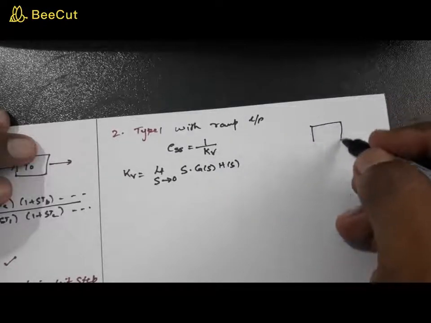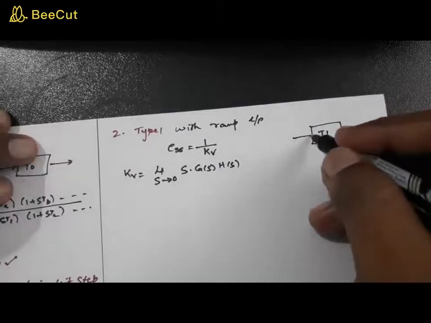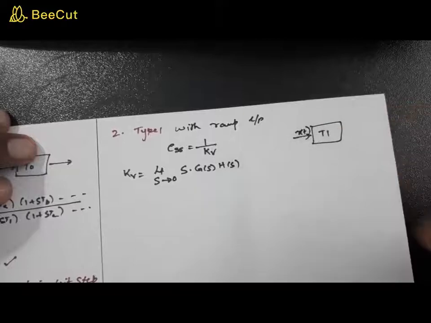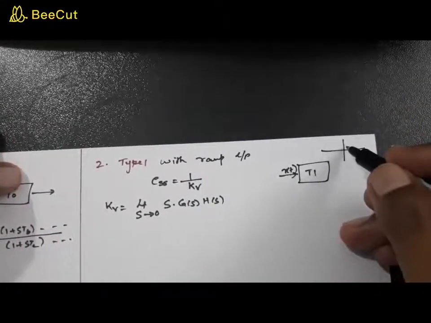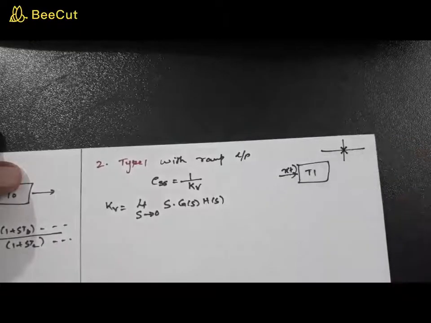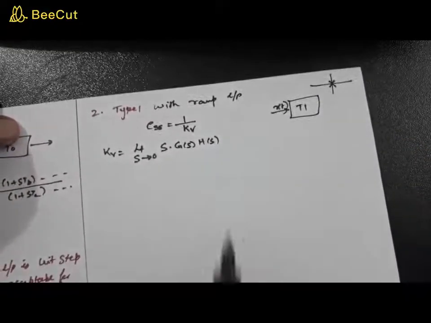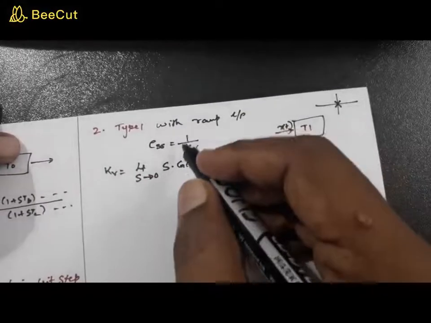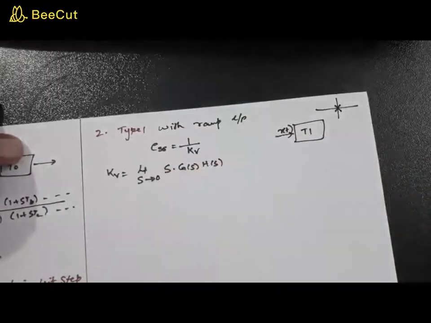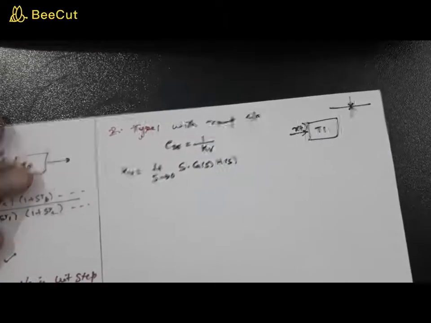Now, what you are considering is a type 1 system with r of t as the input. What is the meaning of a type 1 system? You must always keep this in mind: there is a single pole residing at the origin. So for such a system, your Kv is found out to be this, and the inverse of Kv is the steady state error, which we have dealt with earlier.